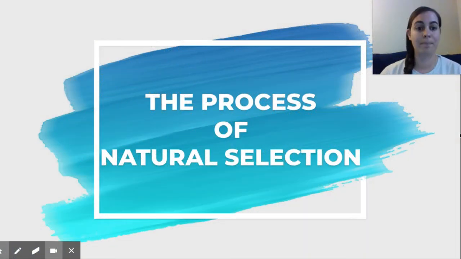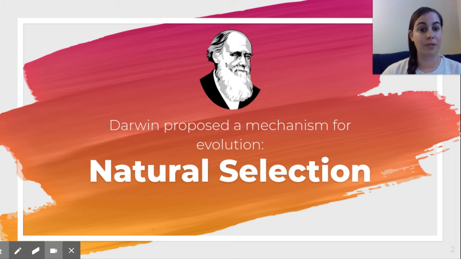Now, if you remember from literally just the other day, natural selection was proposed as how evolution happens. Darwin was the first one to figure this whole process out that we're going to dive into today. You're going to be handwriting your notes and you want to start now.